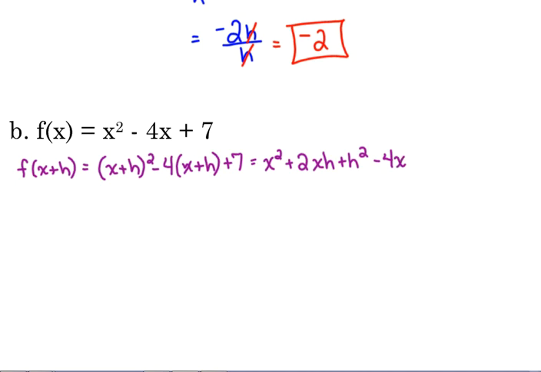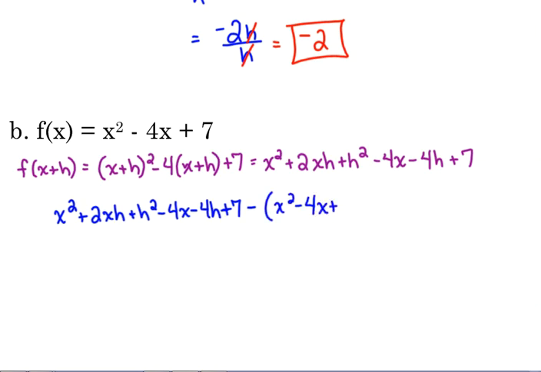Distribute the negative 4. So minus 4x minus 4h. And then we got a plus 7 on the end. It would be great if we could combine some like terms. We don't have any like terms. Nothing has exactly the same variable expression. So let's put this into our difference quotient formula. So we take that expression we just found, and we subtract the original expression. And it's all over h.